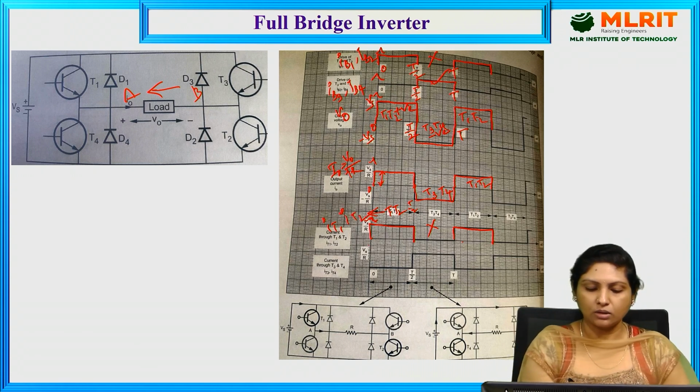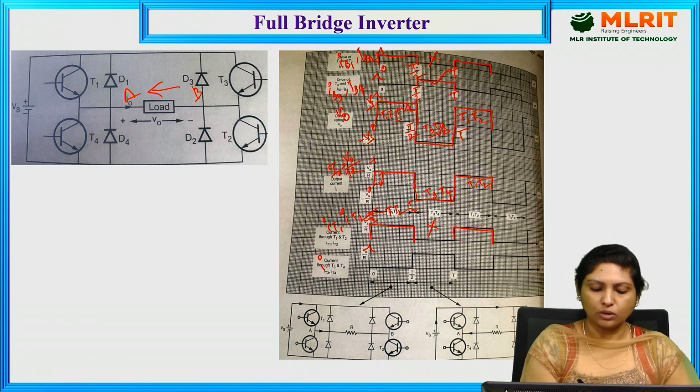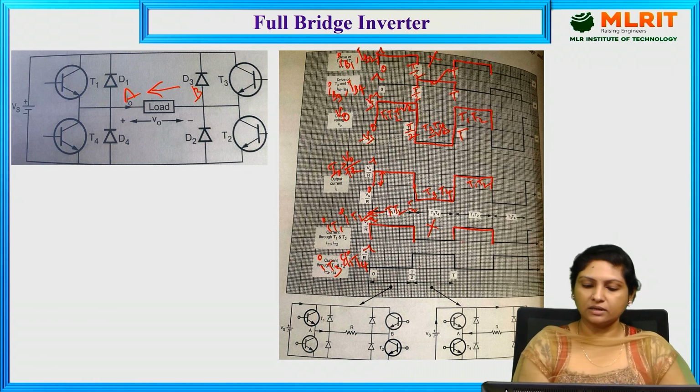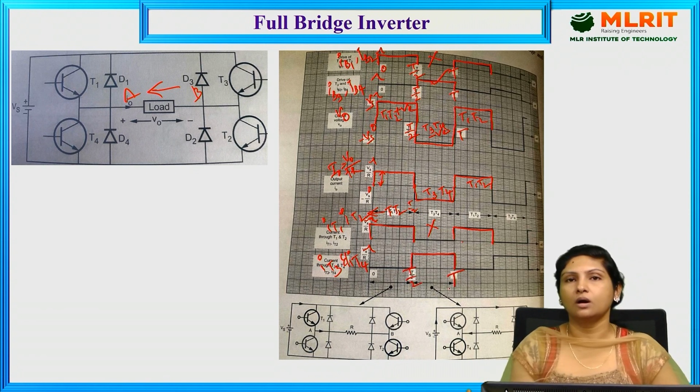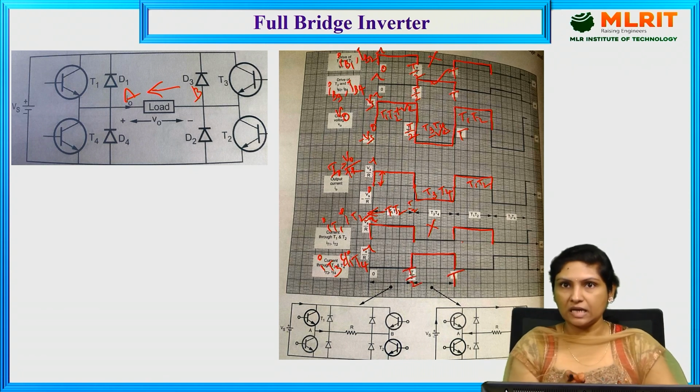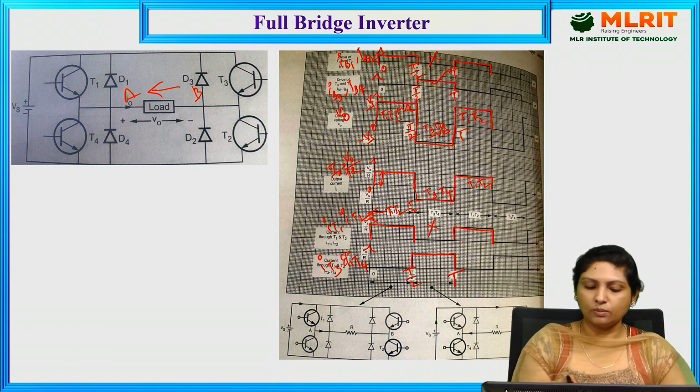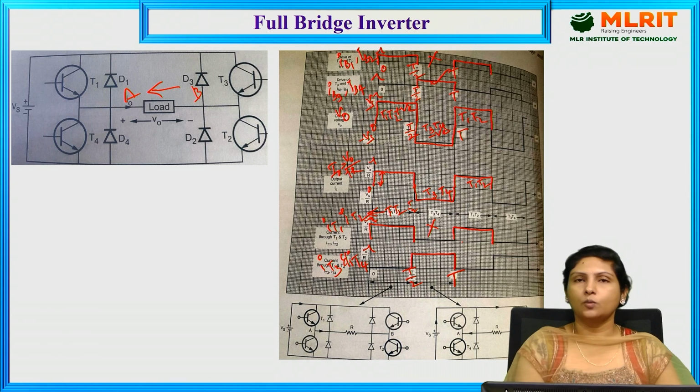Coming to the current waveform through T3 and T4. It is conducting when transistor 1 and 2 are off. This is right from this instant T by 2 to T. We are getting the output current through transistor 3 and 4, and this will be of magnitude Vs by R. Hope you understood.